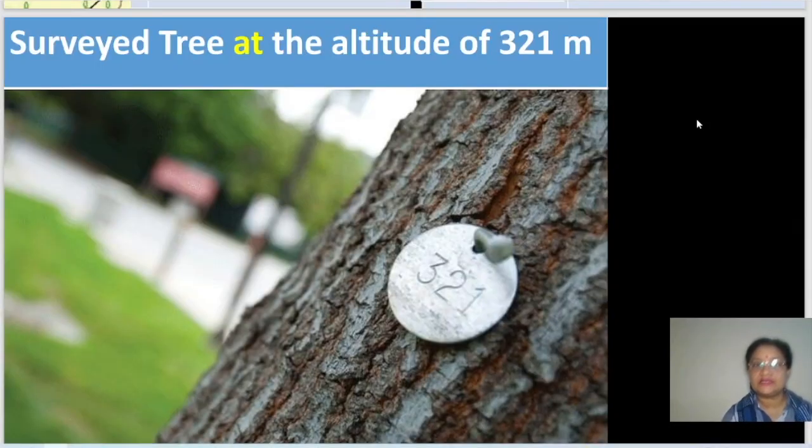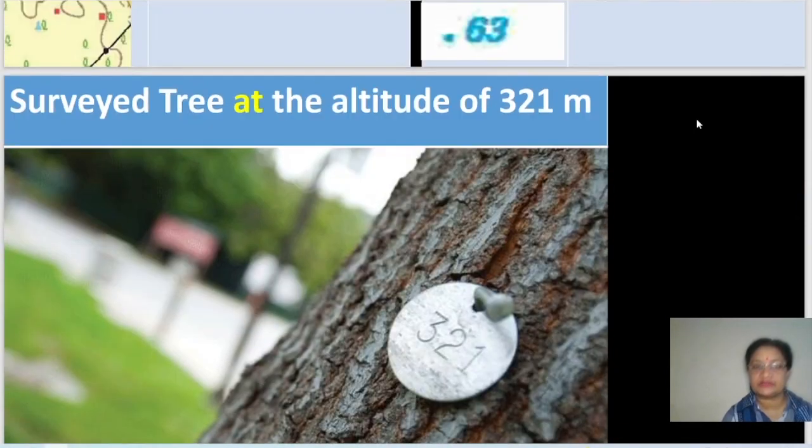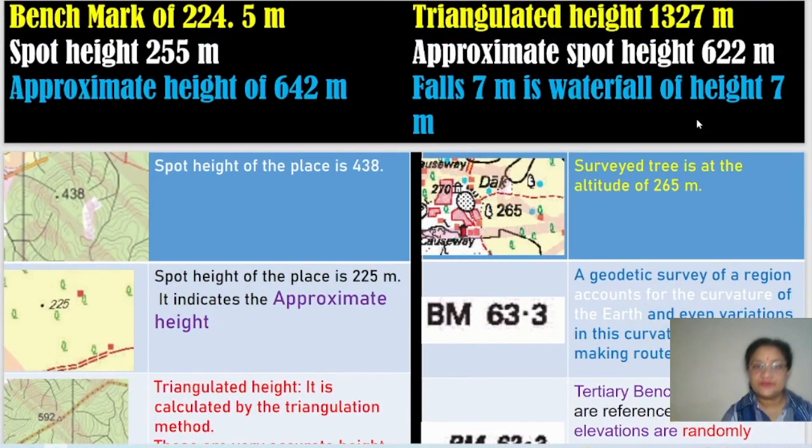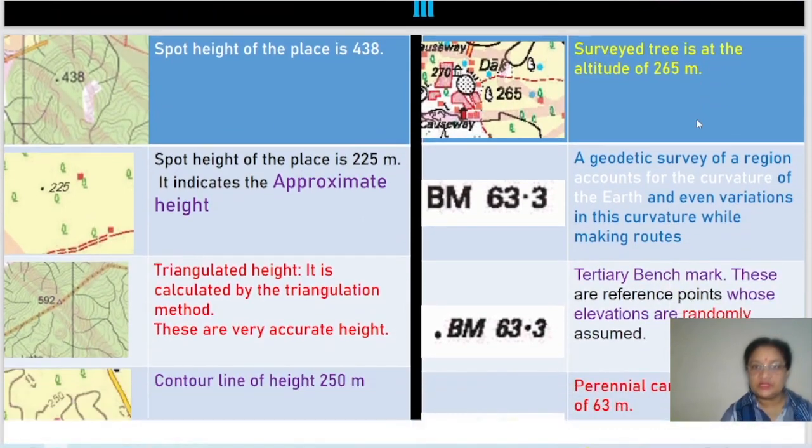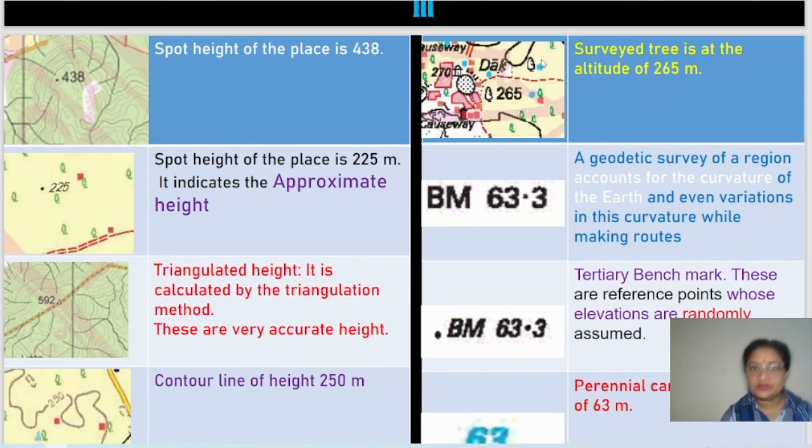Surveyed tree at an altitude of 321 meters, right? What is the symbol of it? Let me show you here. In this one, if you can see the right side, the first thing mentioned here is that of the surveyed tree, right? You can see here in this part of the topo sheet, one small black colored tree, not the green colored tree. Keep this in mind, children. Black colored tree, and along the tree it is mentioned 265.